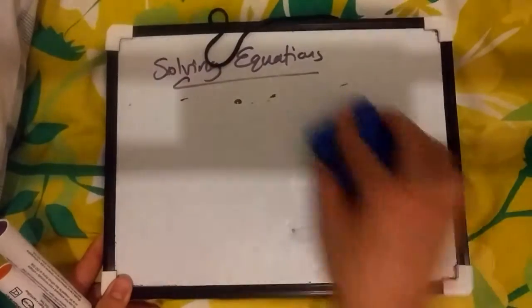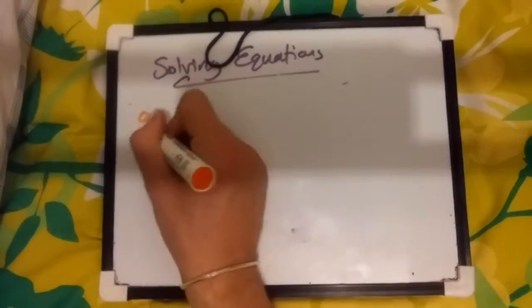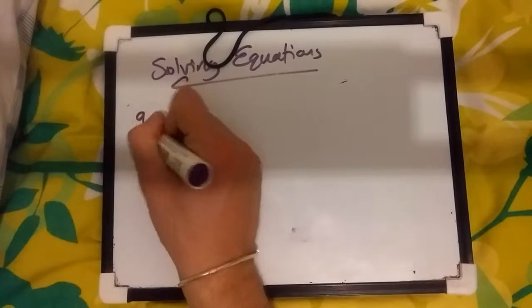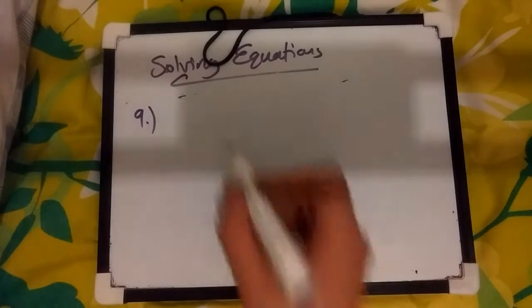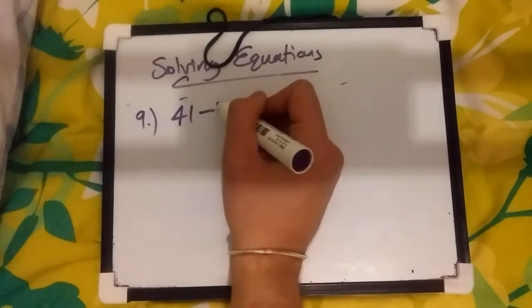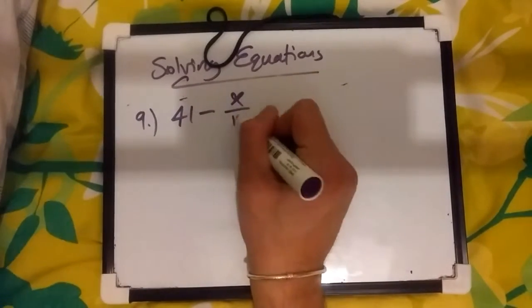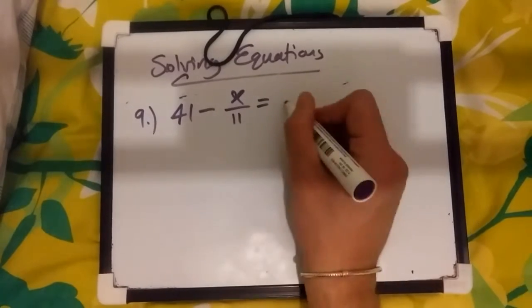Two more questions. Let's do number 9. So, number 9. What's this saying? Oh, orange is quite dry, isn't it? Let's use the purple. So, number 9. We're going to have, oh boy, let's try this one. 41 minus x over 11 equals 35.